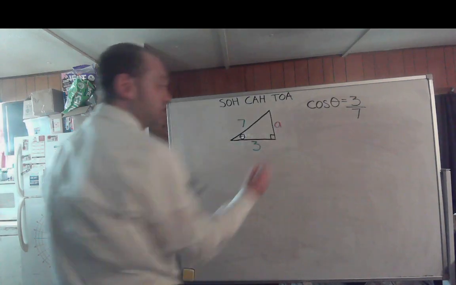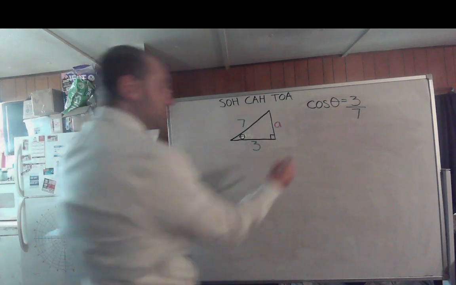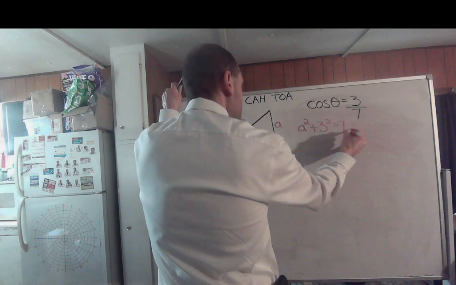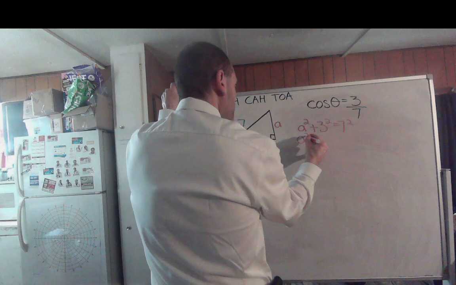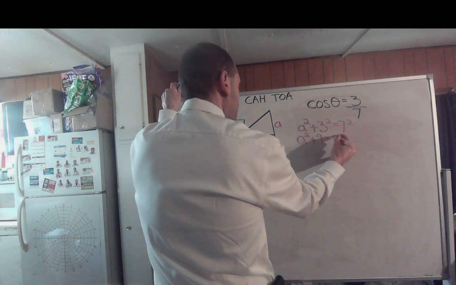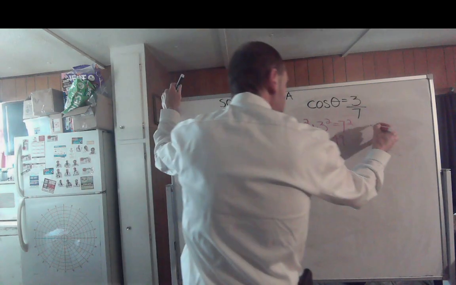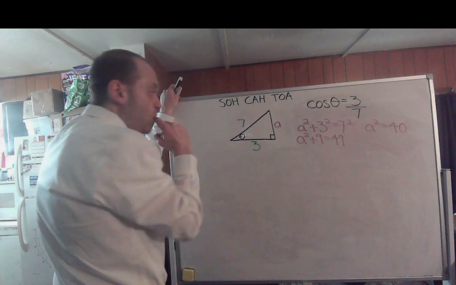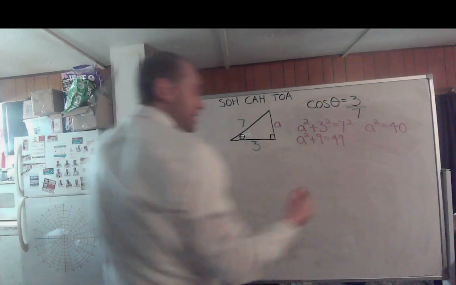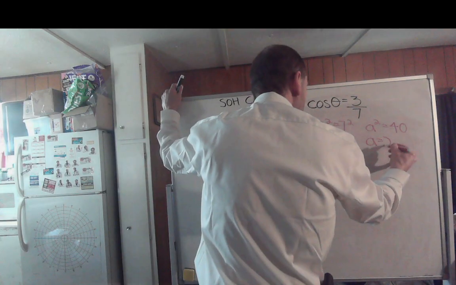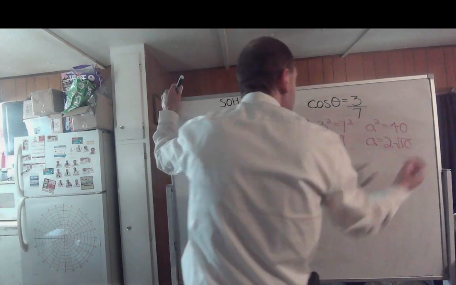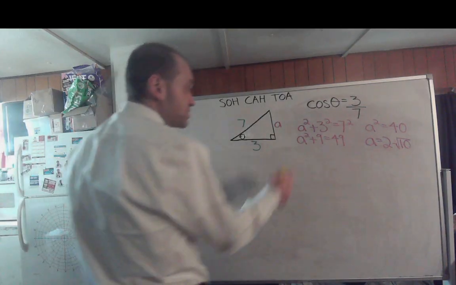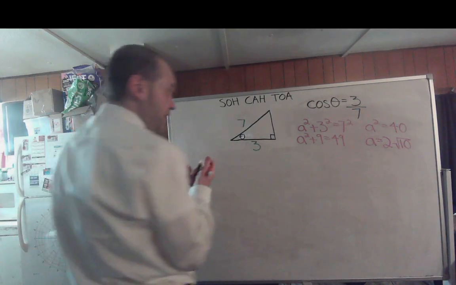So once again, let's go ahead and use the Pythagorean theorem. So this would be a squared plus 3 squared equals 7 squared. So a squared plus 9 equals 49. So that means that a squared equals 40. Well, 40 breaks down into 4 times 10, so that means that a would equal 2 times the square root of 10. That's really not a very pretty one at all. So a is going to have a length of 2 times the square root of 10.